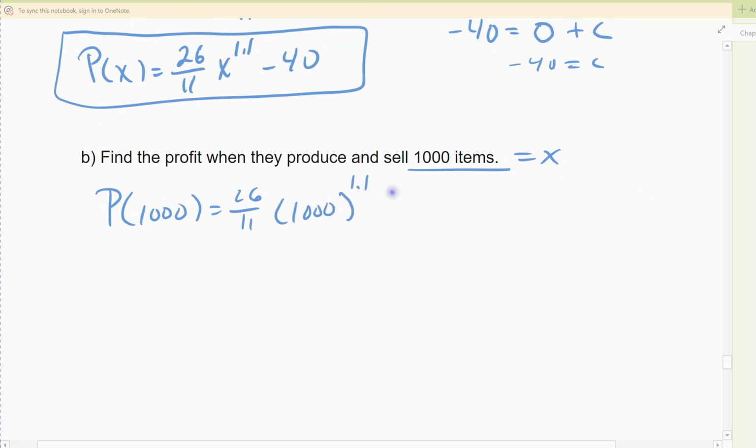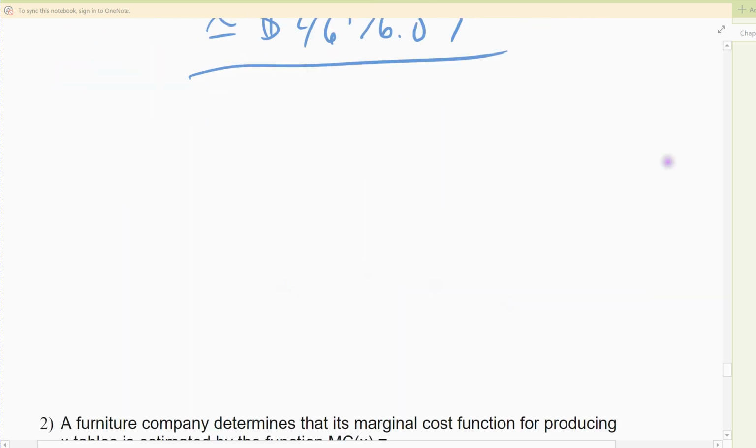Again, everything's in the same units, so I don't have to worry about units. It's just plugging in exactly as is, and dollars should come out. So $4,676.07, if I round to the penny, will be the profit. Alright, next example.